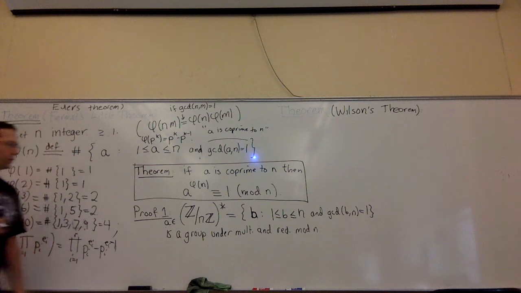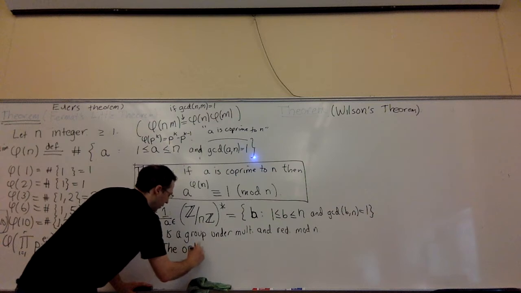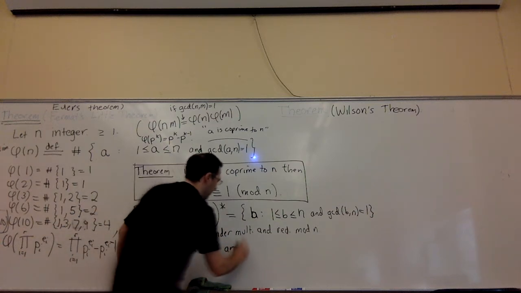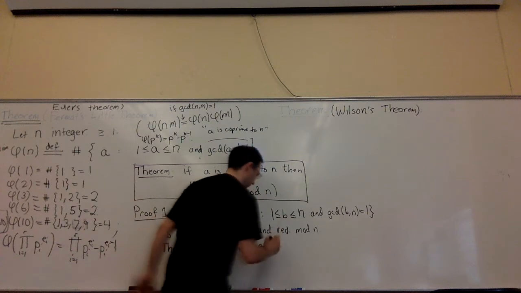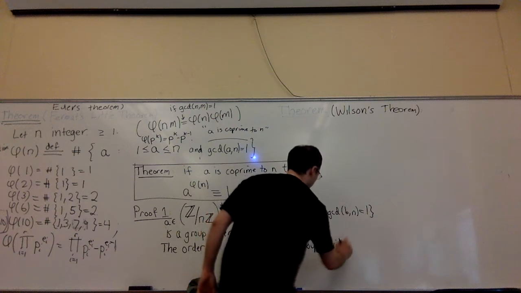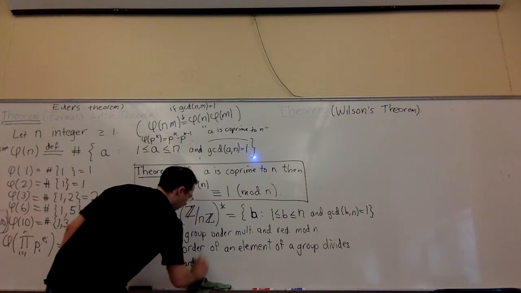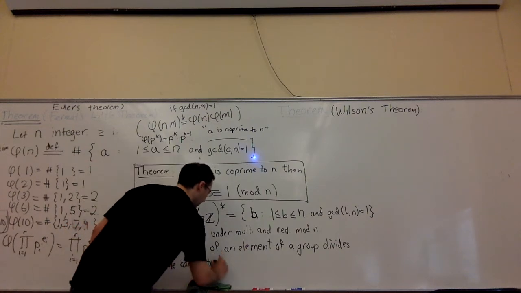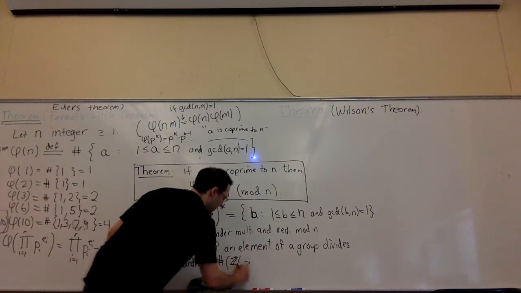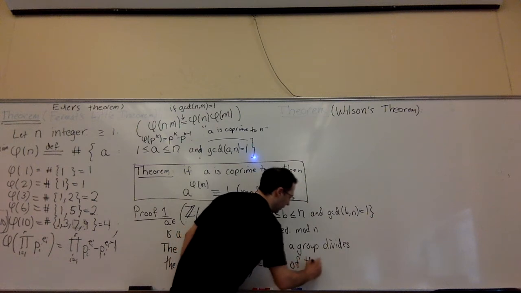There's a fact in group theory, which is that the order of an element of a group divides the order of the group. The order of an element of a group divides the cardinality, or order, of the group, which in this case is the cardinality of Z mod n Z star, which happens to be exactly what I just defined phi of n to be.